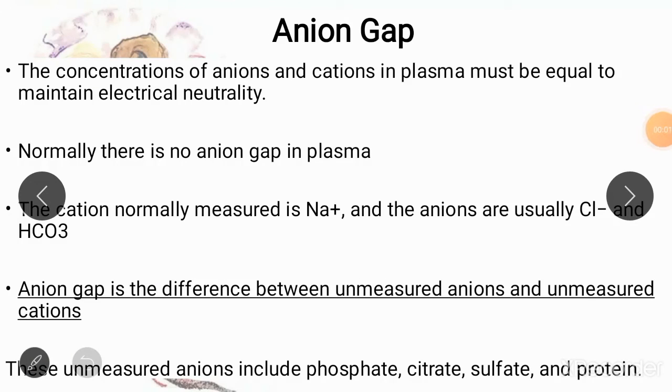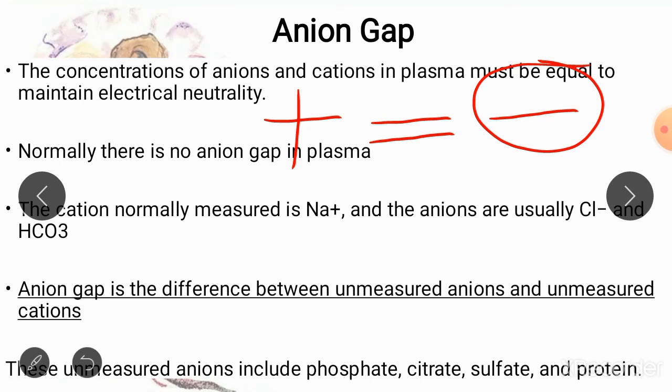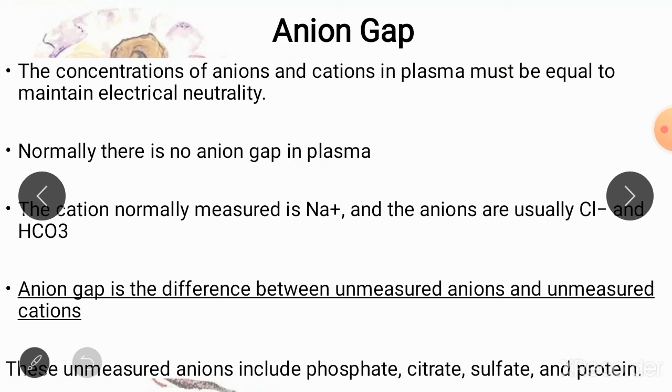Next, we have another interesting topic which is known as anion gap. So, you must remember that the concentration of positive ions in your body or in your blood is equal to the concentration of negative ions, and this is very, very important to maintain the electrical neutrality of your plasma. So, the positive ions in your plasma are always equal to your negative ions, and the positive ions are known as cations and negative ions are known as anions, and there should be no anion gap in plasma.